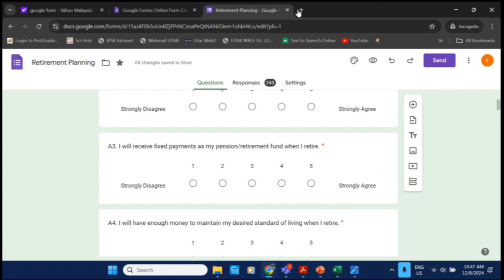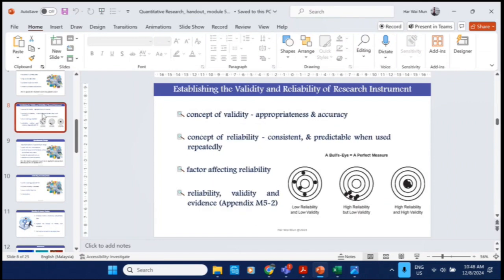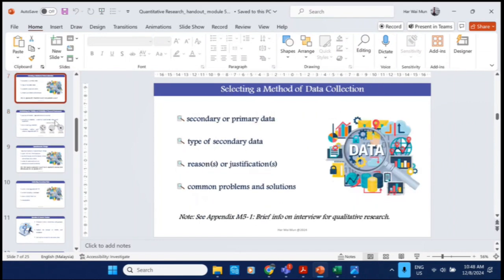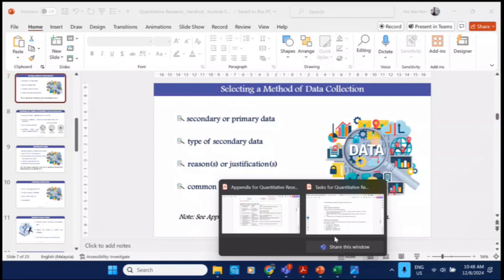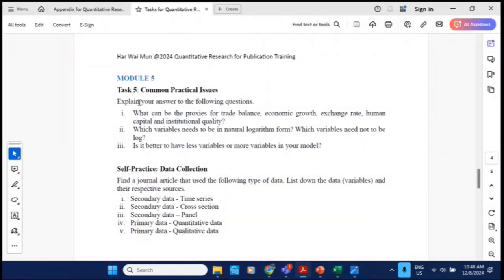Any questions so far? You see from here, you have some common problems and solutions, right? So let's say now what happened is like that. Okay, let's work on some practical issues.